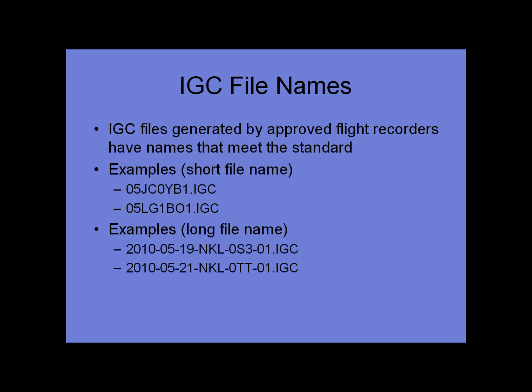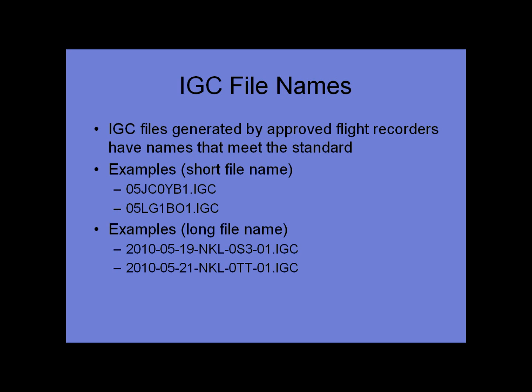Now let's touch on IGC file names. The file itself is generated by an approved flight recorder, and the approved flight recorder is given a specific name. It can either be a short file name or a long file name. Here are examples of both.